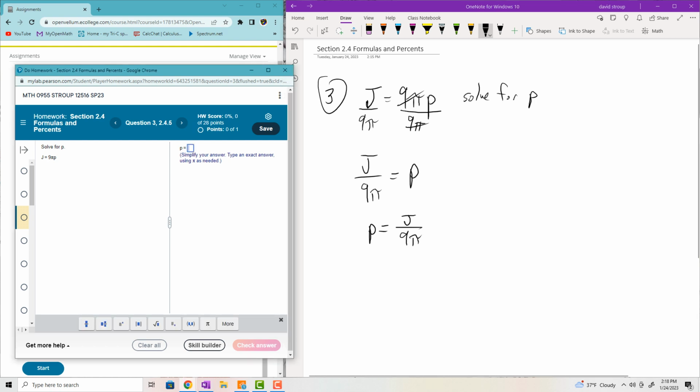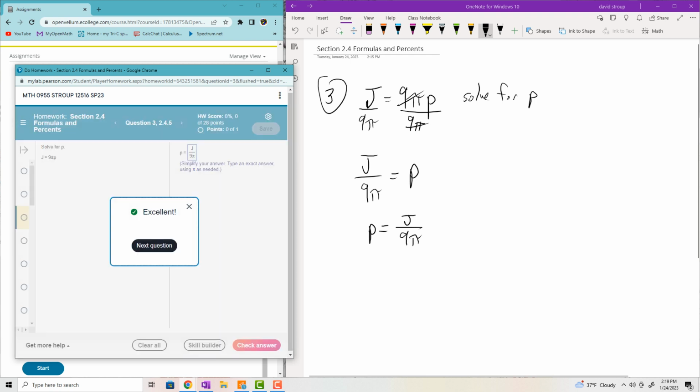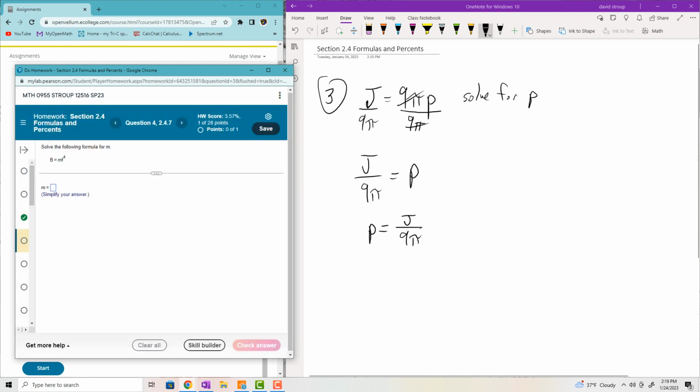So again, when you put in your answer, it's case sensitive, so it's capital J all over 9, and then for the pi symbol, you can type in backslash pi, and it'll automatically put it there, or you could use the little button below. Everything else is just variations on this theme.